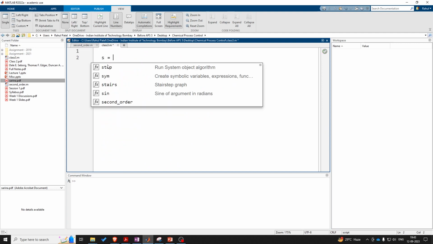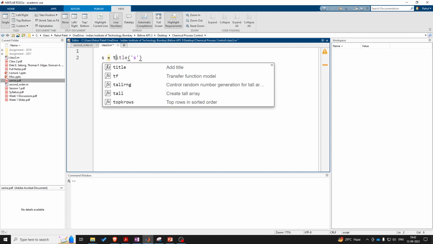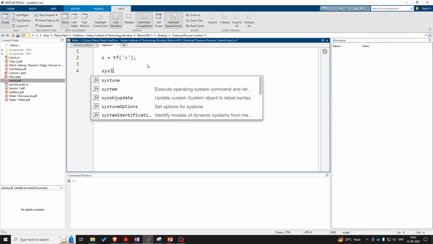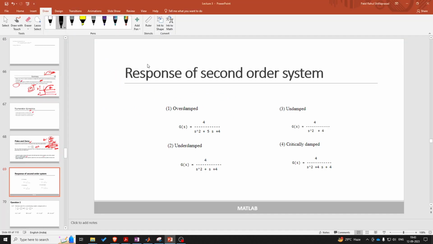So first step is to define our variable, that is S. Now we can write our second order transfer function. Let's just call it system1 S.